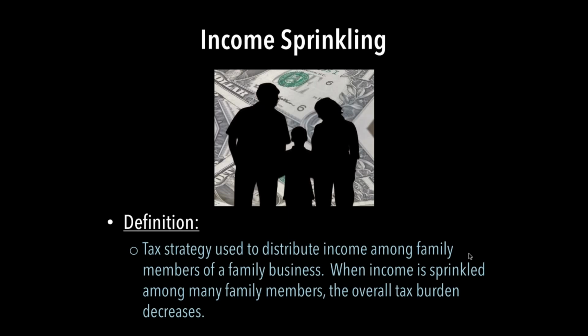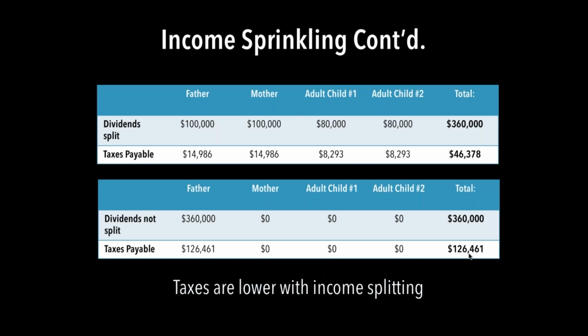Income sprinkling. Let's get some context here. Income sprinkling is a strategy used to distribute income among family members of a family business. When income is sprinkled among many family members, the overall tax burden decreases. Let's look at a practical example to demonstrate this concept.